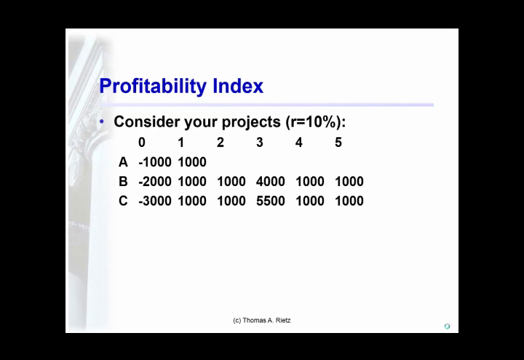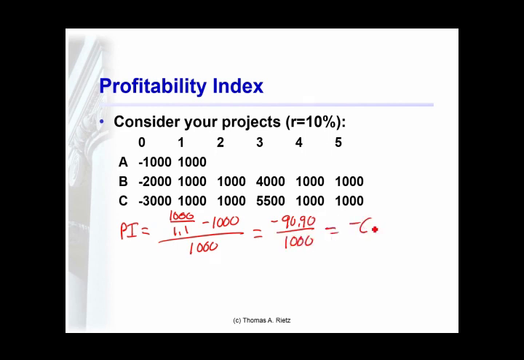So for example, for A, the profitability index is defined to be the net present value. It's the discounted value of the future cash flows minus the cost, net present value, divided by the cost. In this case, recall that the present value was negative 9090 divided by 1,000, negative 0.0909. For B and C, it's a little bit more complicated, but your calculator actually makes it quite easy.